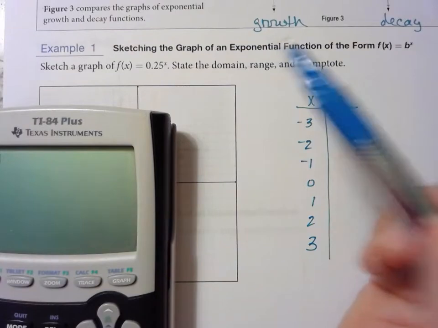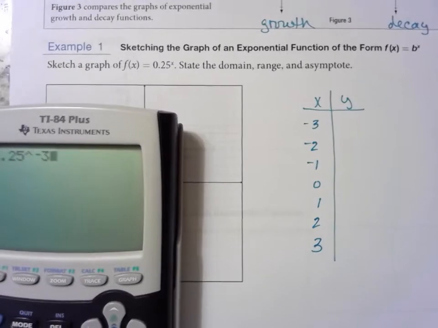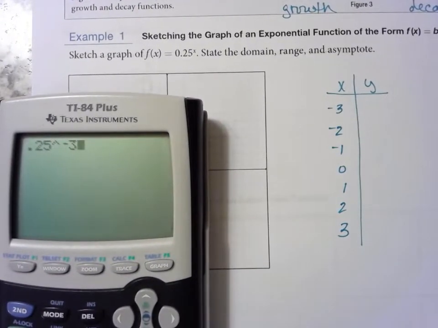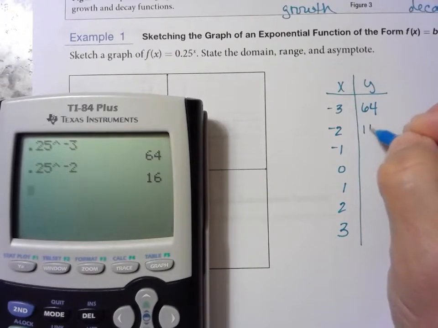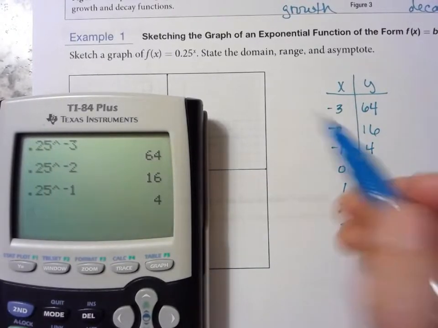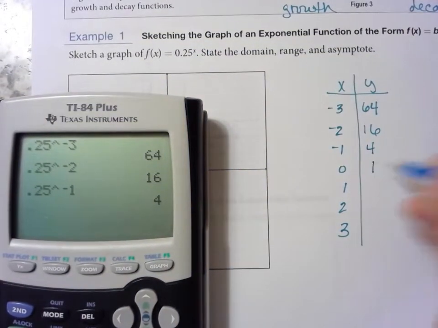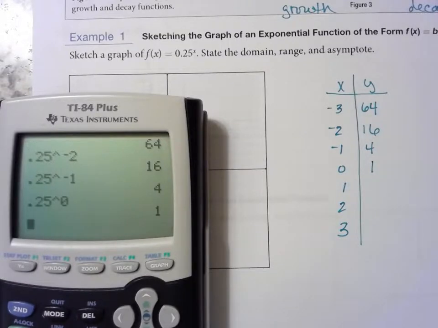So if we plug a -3 in here, we're going to have 0.25 to the -3 power. And that would be 64. That's not going to fit on my graph. So we have 0.25 to the -2 power is going to be 16. 0.25 to the -1. 0.25 to the 0 power. Remember, anything to the 0 power is 1. But if you don't remember, you can just plug it in and you'll see that it is 1.